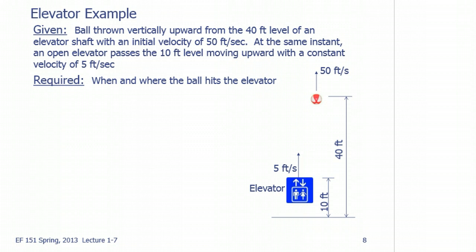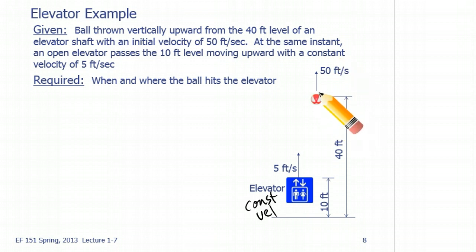And so think about that for a second. We've got it drawn out over here. Elevator, 10 feet, velocity 5 feet per second. That's constant velocity. So that means acceleration is 0. We don't have to factor in a change in speed.